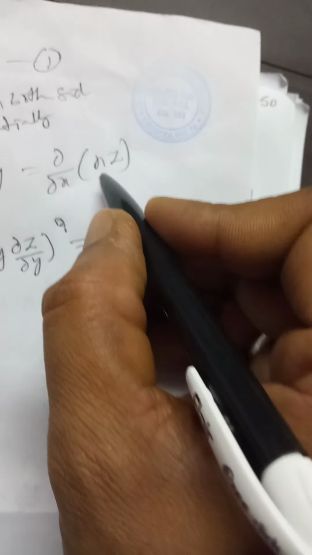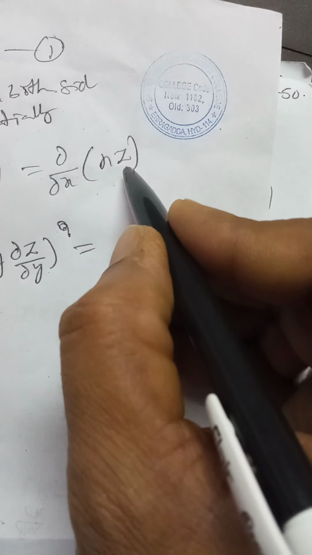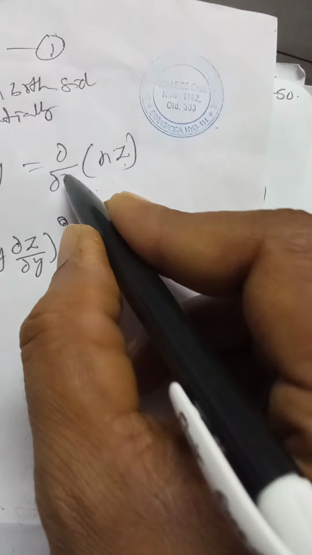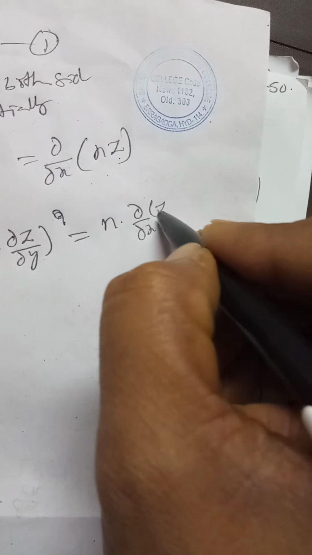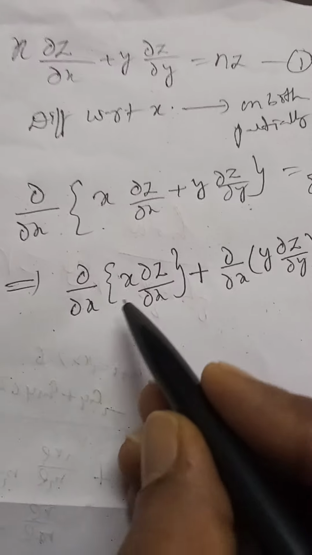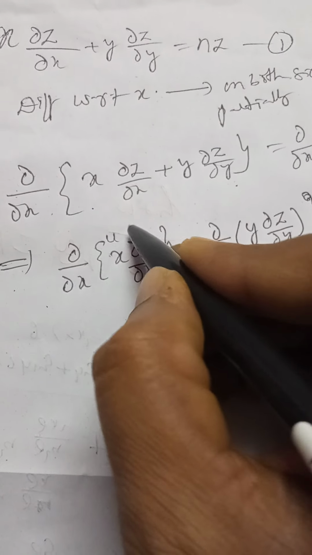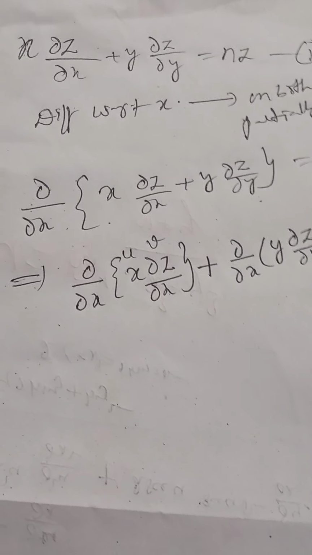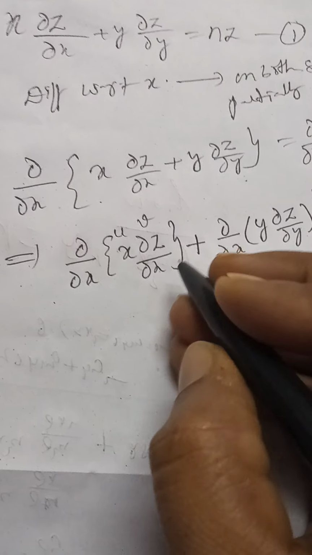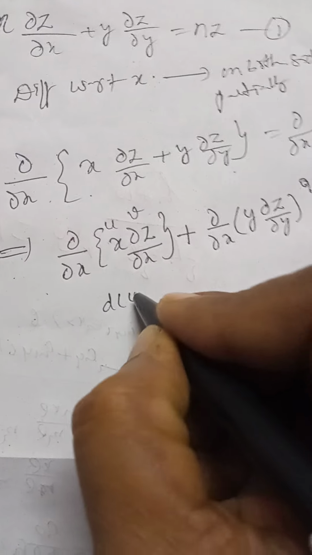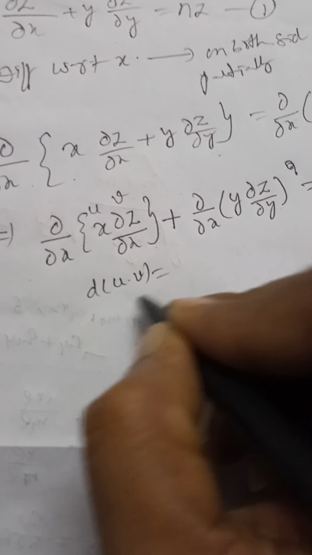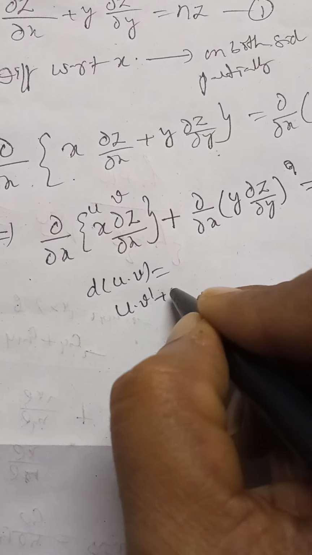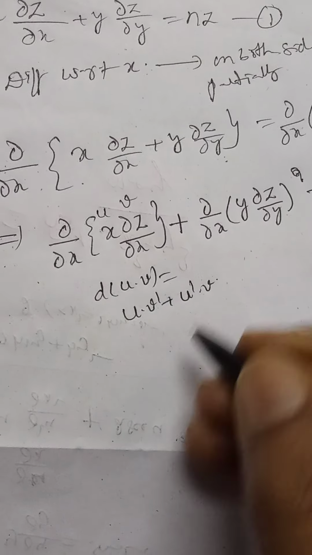now here n is a constant, which is a coefficient of z. That's why I'm taking it outside the differentiation symbol. That means ∂/∂x of z, that's it. Now again come to this one. Here this is a function u, this is a function v. u is a function of x, v is also a function of x, right? Now we are applying the u into v formula. Differentiation of u into v is equal to u into v dash plus u dash into v, right?